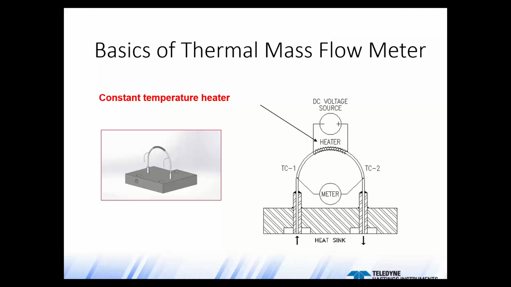Okay, let's look at what happens when there's no gas flow through the sensor tube. Now, TC1 and TC2 are going to come up to the same temperature, right? They're located symmetrically away from the heater, so they're going to come up to the same temperature. But as flow moves through the tube, molecules carry thermal energy away from TC1, and then you have heated molecules from the middle that carry thermal energy to TC2. So what's going to happen is TC1 is going to cool down, TC2 is going to heat up. The net result is you get a temperature difference between TC1 and TC2 that is proportional to the gas flow.